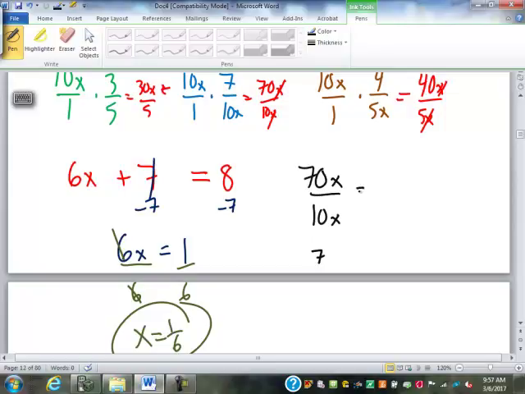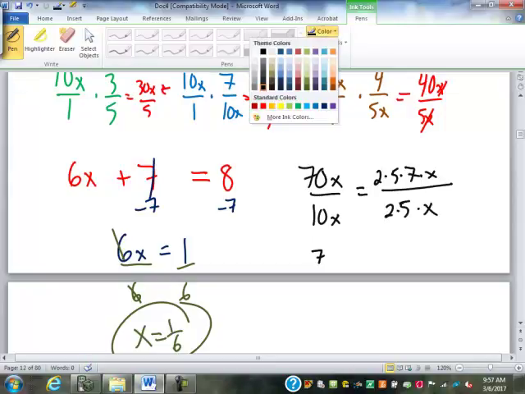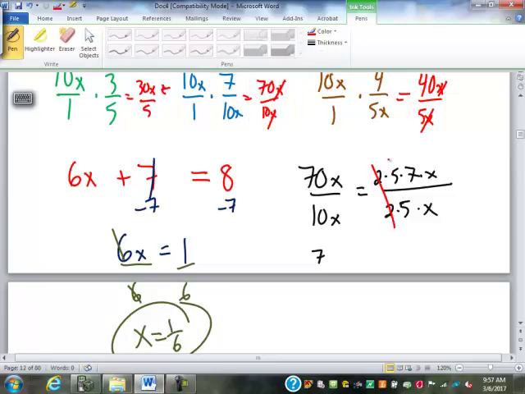In fact, that might be an easier way to think of this. 70 is actually 2 times 5 times 7. And of course times x because it's x. 10 is 2 times 5 times x because there's an x there. Then you can cancel out common factors. You can cancel out a 2, a 5, and an x, and all you're left with is 7.